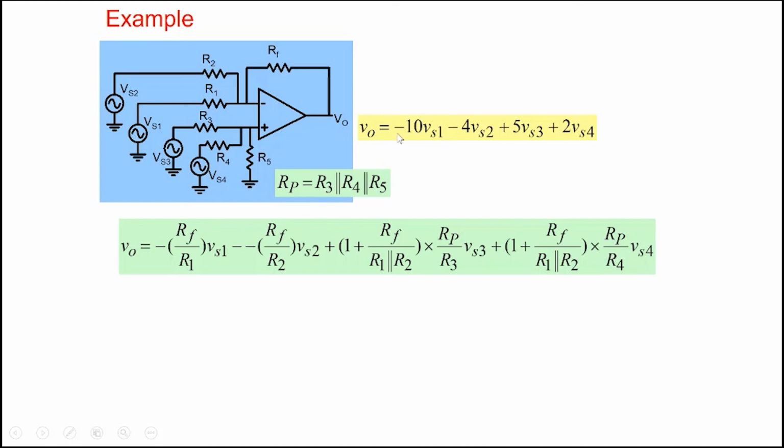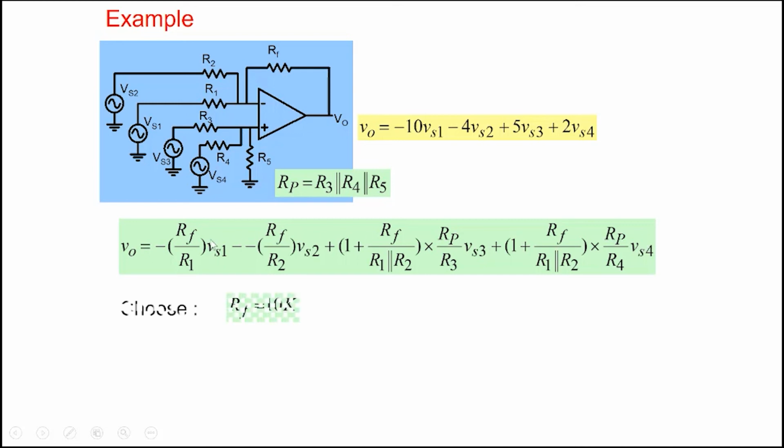Suppose somebody wants V0 equal to minus 10 VS1, minus 4 VS2, plus 5 VS3 plus 2 VS4. So we have two minuses here, so that's why we have two voltages applied here, and two plus, VS3 and VS4, so two of them we applied here. So it's an example of an adder subtractor, we call it. Some voltages are being added, some are being subtracted here. And we define RP as R3 parallel R4 parallel R5. So V0 is given by this expression here now.